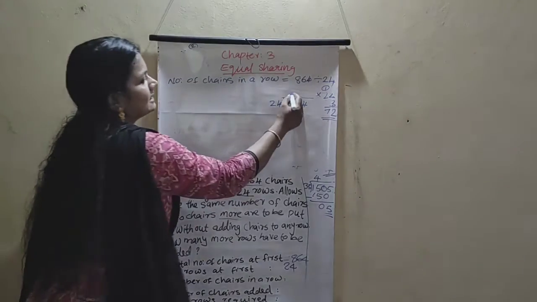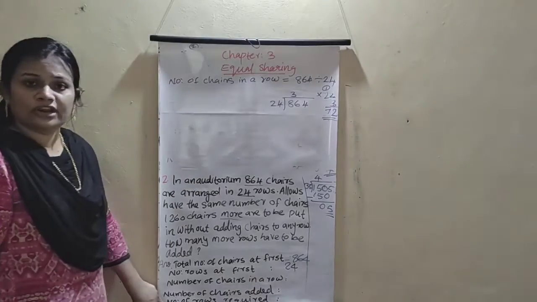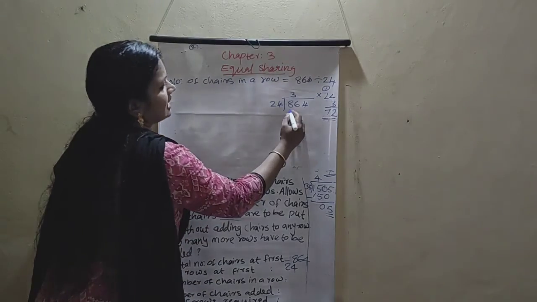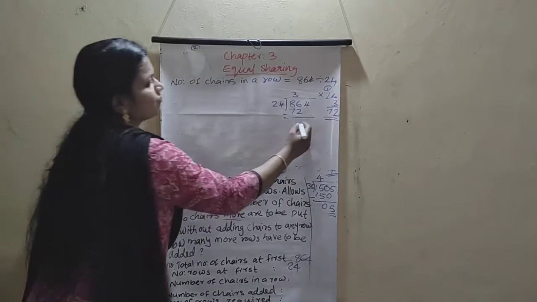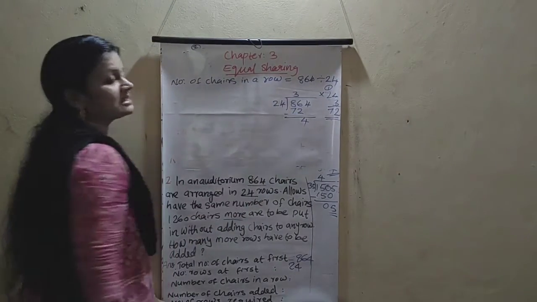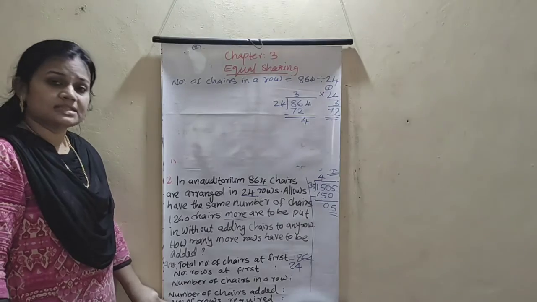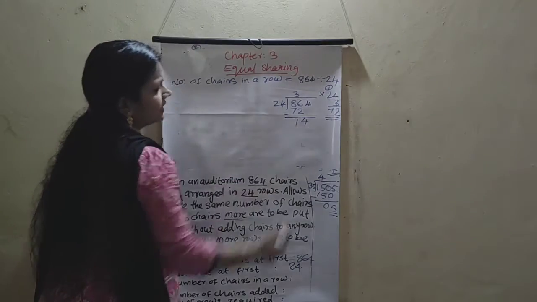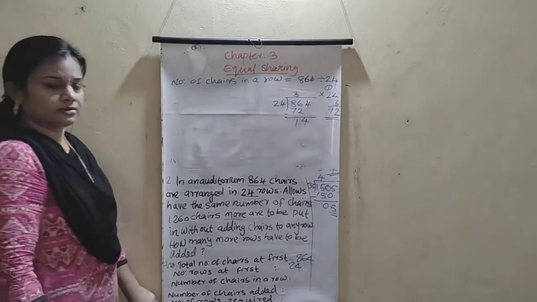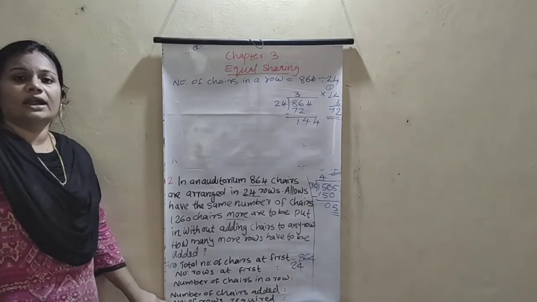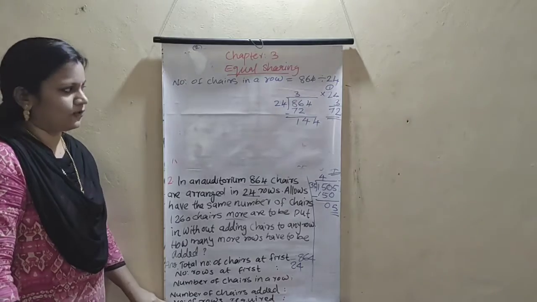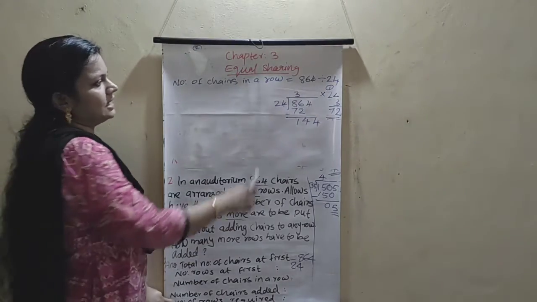Understood? So 3 times. How many? 24 and 86? 3 times, then 72. Then minus. 6 minus 2? 4. Then 8 minus 7, what is the answer? 1. The 14 is not possible, so 4 is written down. What is the answer? 144. Then what are we calculating?